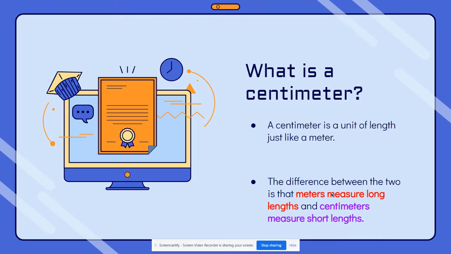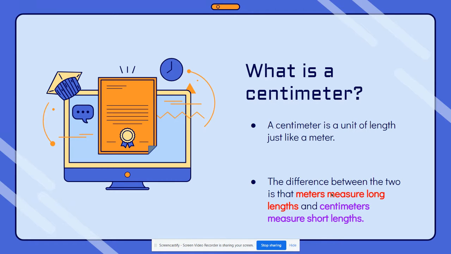Now, the difference between a centimeter and a meter is that meters measure long lengths, and centimeters measure short lengths. So, if you're going to measure a book, your notebook, a laptop, maybe even a poster, you can probably use a centimeter, right? Because those are short lengths.